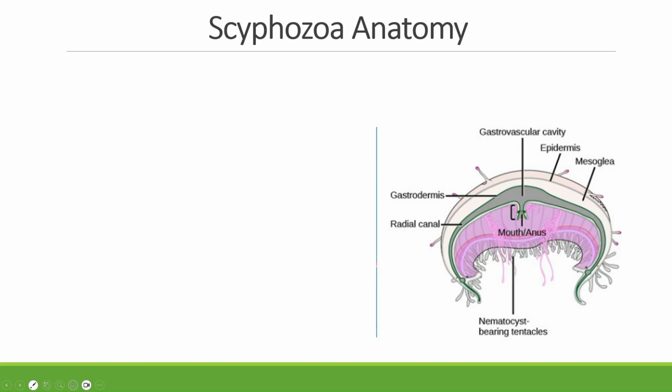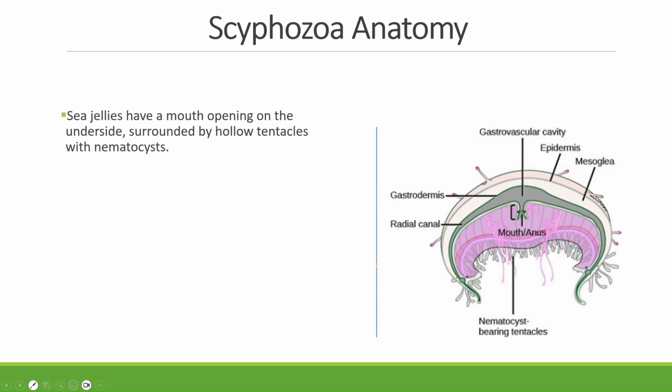Look at the image to the right. It depicts the structure of a typical Scyphozoan medusa. There is an opening on the underside of the bell, serving as the mouth and anus, and it is surrounded by hollow tentacles packed with nematocysts.